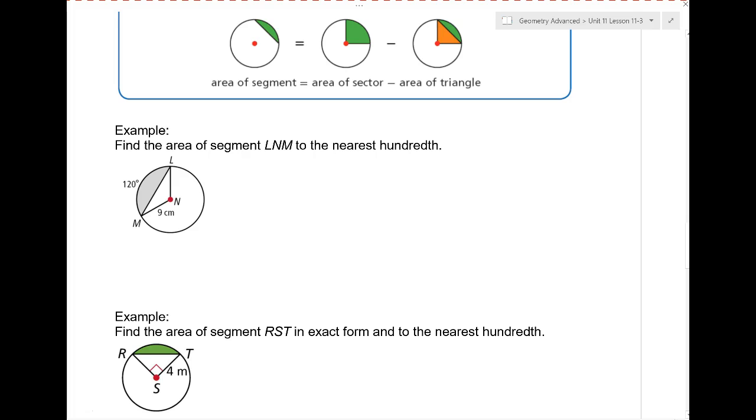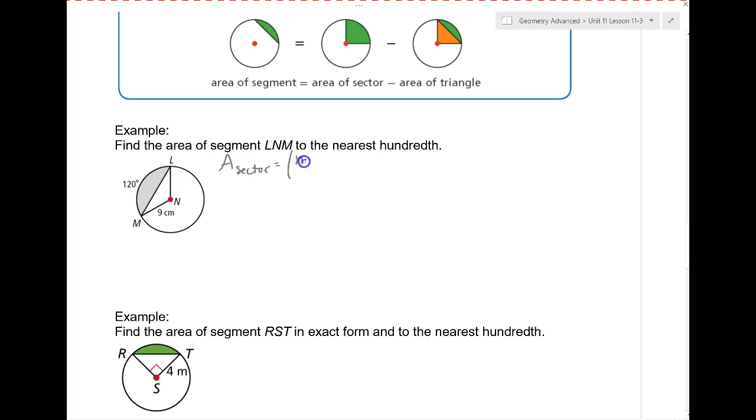So on this first one, it says, find the area of the segment LNM. Notice they still name the vertex for this when they're talking about segments of circles, because they want you to understand exactly where it's located. Now, we said it was a process, so could we at least go ahead and solve for the 2 different parts? So here, can I find the area of the sector first, right?